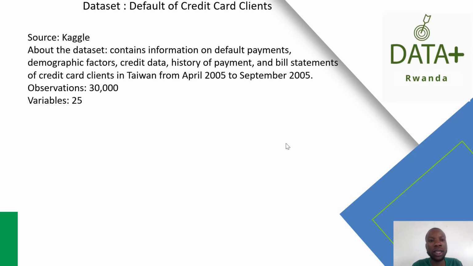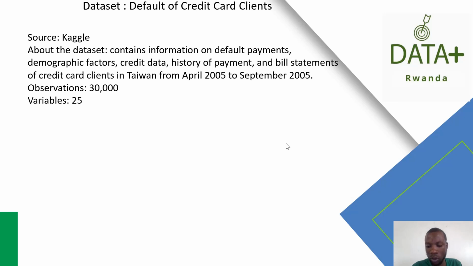The data set contains information on default payment, demographic factors, credit data, history of payment, and bill statements of credit card clients in Taiwan from April 2005 up to September 2005. It has around 30,000 observations, and it has 25 variables. That is a bit of information about the dataset, and it also comes from Kaggle.